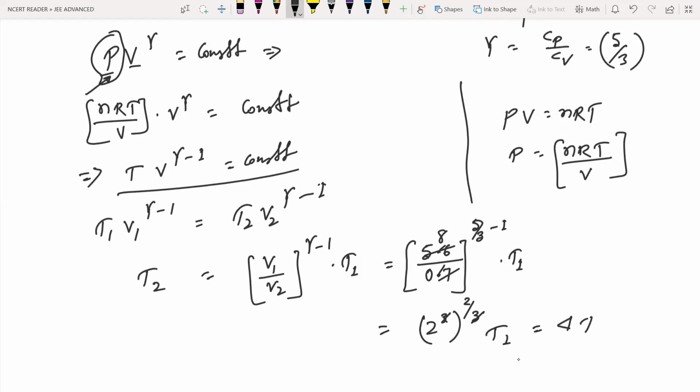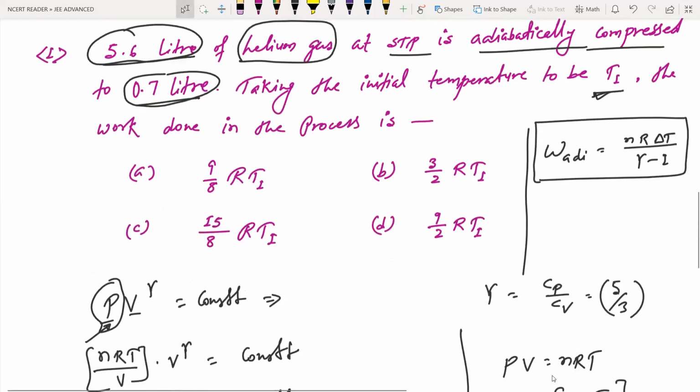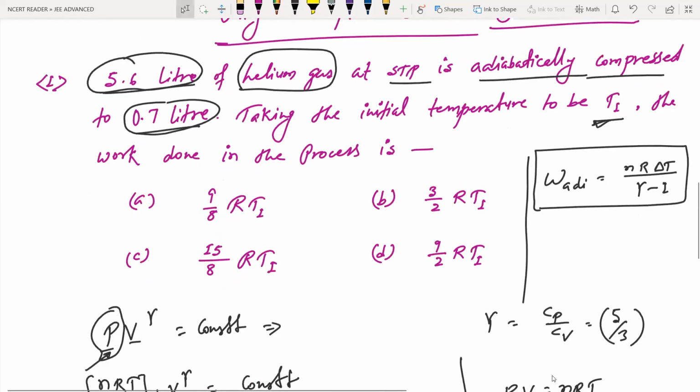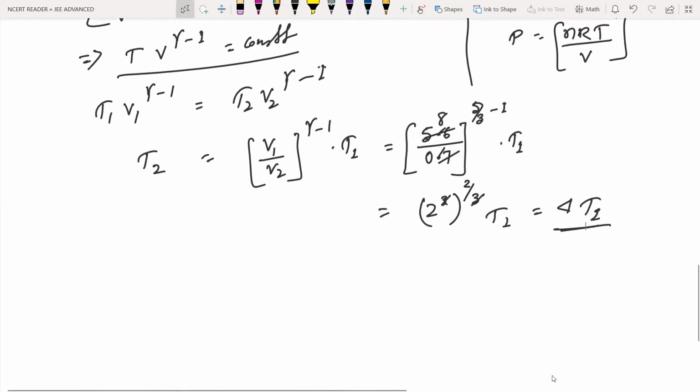So the final temperature, when the volume of helium gas is compressed adiabatically from the initial volume of 5.6 liter to 0.7 liter: in that condition, what will be the temperature? By that time the temperature will be 4 times the initial temperature.